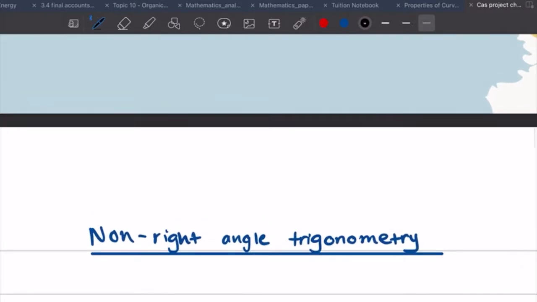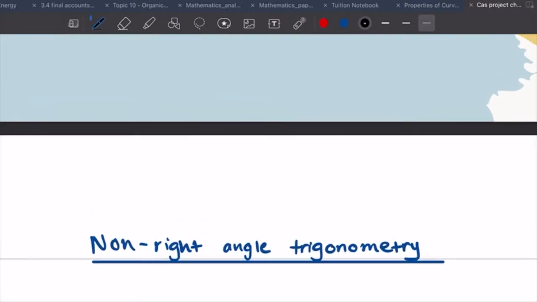Alright guys, welcome to this video on chapter 8, which talks about non-right angled triangle trigonometry. This is chapter 8 from the IB Mathematics Core Topics SL1 book by He's Mathematics. So let's dive into non-right angled trigonometry.